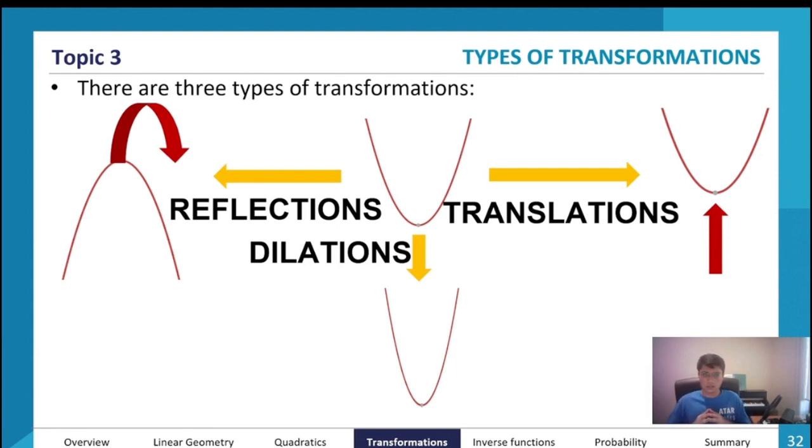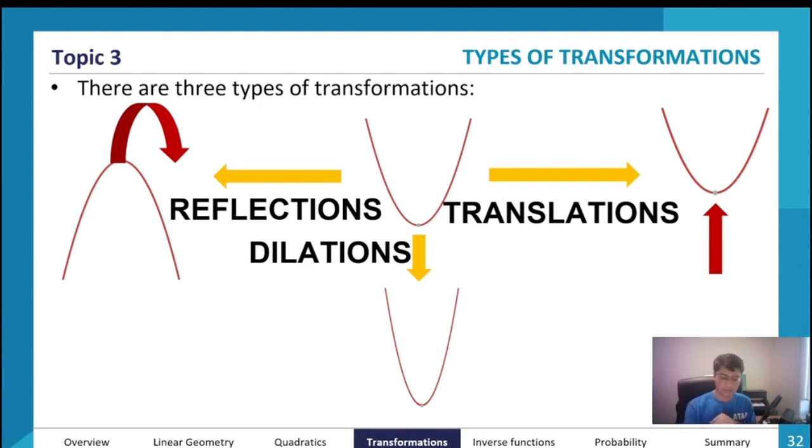Now, there's three different types of transformations. The first you can see on the left there is reflections. So this is where you have the graph and you have a particular axis that you're reflecting on. And so you basically just take the graph and you flip it onto the other side of that axis. That's reflections. The second is dilations. With dilations, it's essentially stretching or squeezing the graph, again, along a particular axis. And then the final form of transformation is translation, where you're not stretching or squeezing or flipping the graph. You're just moving the graph to a different part of the Cartesian plane.